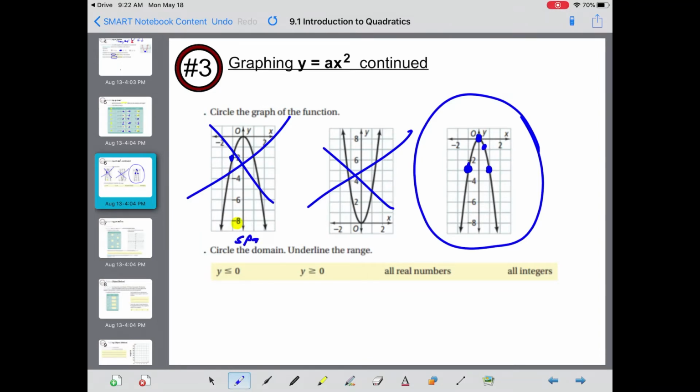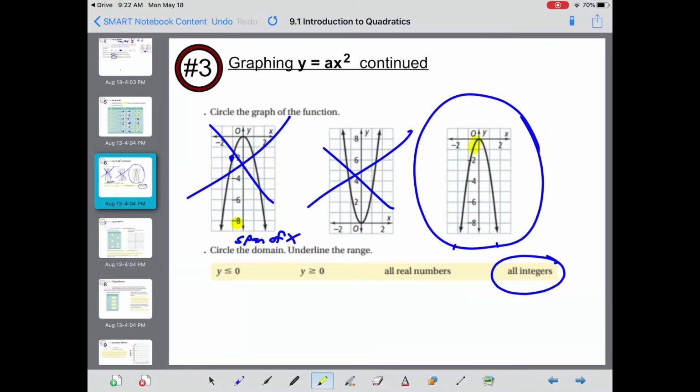And it says circle the domain and underline the range. Well, the domain is your span of x's. And as these arrows keep going down, they keep getting wider and wider as you go. So the span of x's is actually all numbers, all integers, I should say.